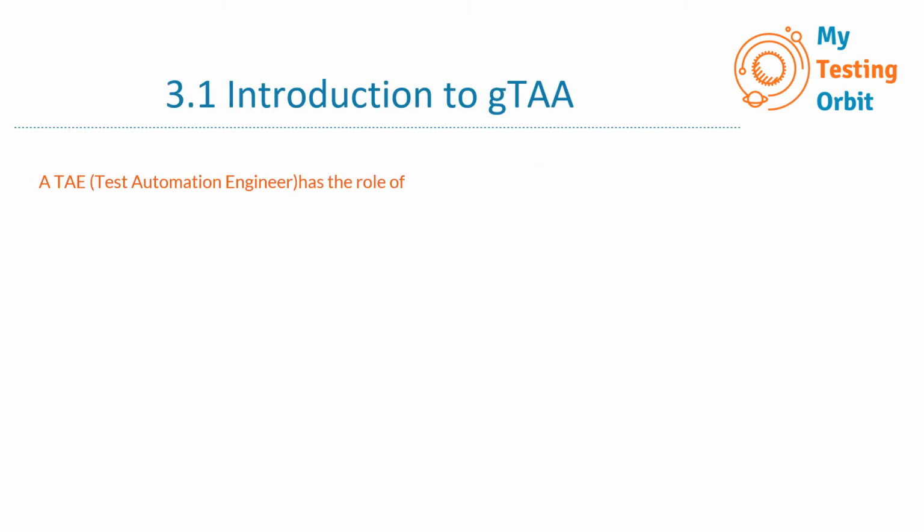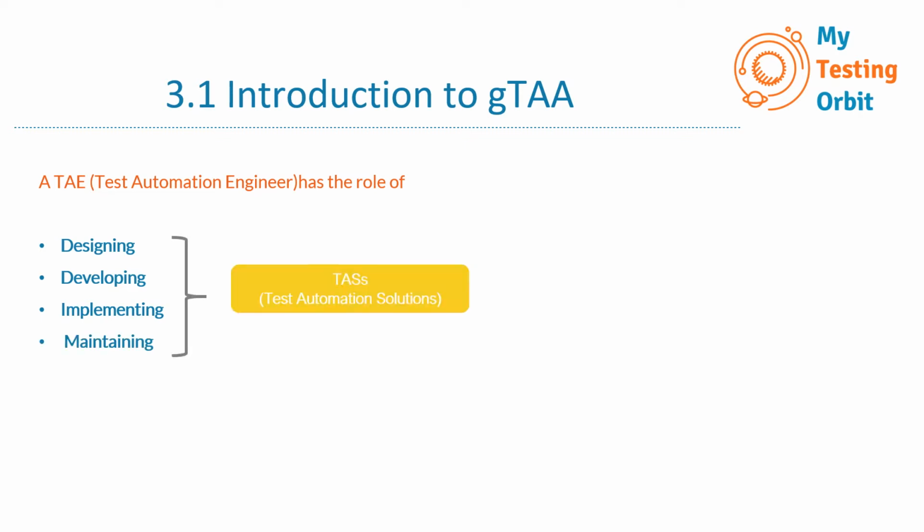A test automation engineer, also known as TAE, has the role of designing, developing, implementing, and maintaining the test automation solutions. So first of all, let's have a look at that. What is a test automation solution? So a test automation solution is a combination of components to implement a specific test automation task.